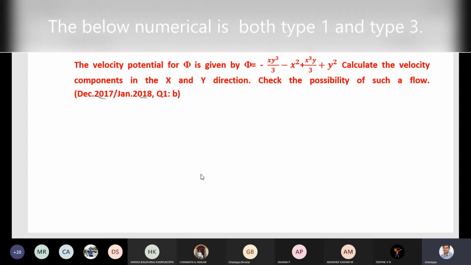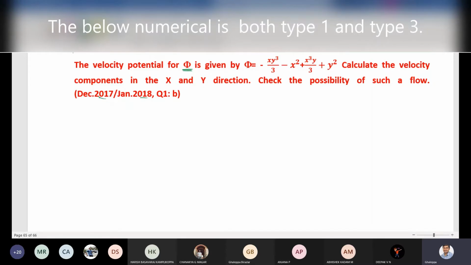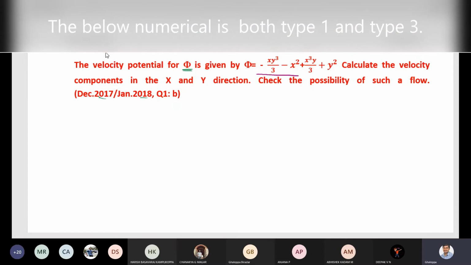Velocity potential function for phi. So what is the equation? He has given the velocity potential function. It is given by, this is the equation he has given: phi is equal to minus x cube y by 3 minus x square plus x cube y by 3 plus y square. Okay, full stop.